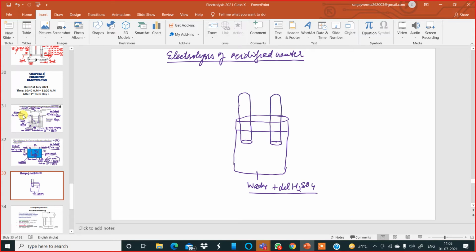For that, I have to explain this diagram first, then I'll explain the reactions at the cathode and anode. Don't go so much in detail. The test tubes are filled with dilute sulfuric acid, right till the brim. It is inverted and clamped at the side with the help of clamp stands.